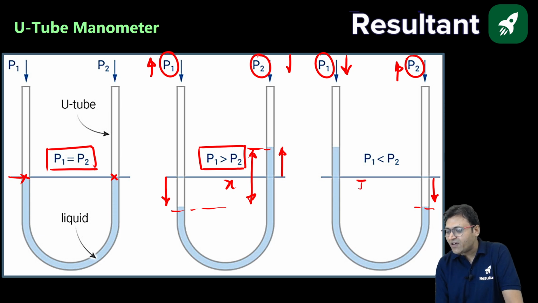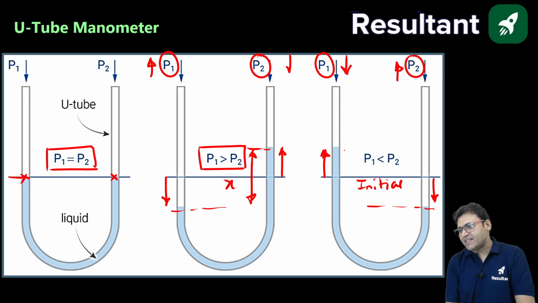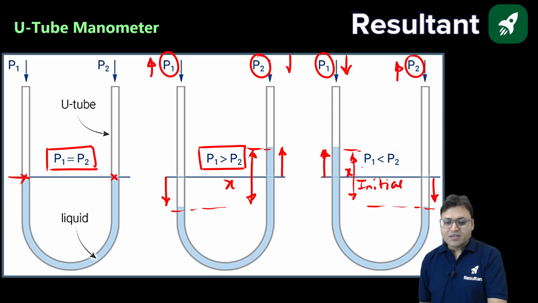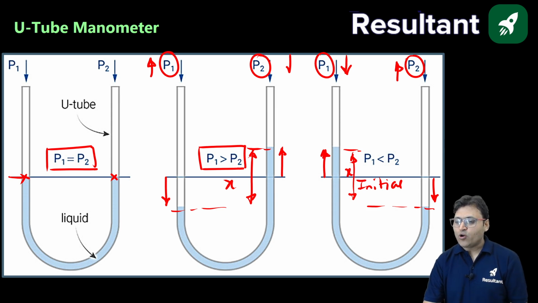This was the initial level when the pressure in both the limbs was same. When P1, the pressure in the left limb is decreased, then the liquid will be pulled in that limb in upward direction. So low pressure will pull the liquid and high pressure will push the liquid. So there is a deflection in the liquid. So that is how we can explain our findings, our observation using the Pascal's law. I hope you understood the concept.